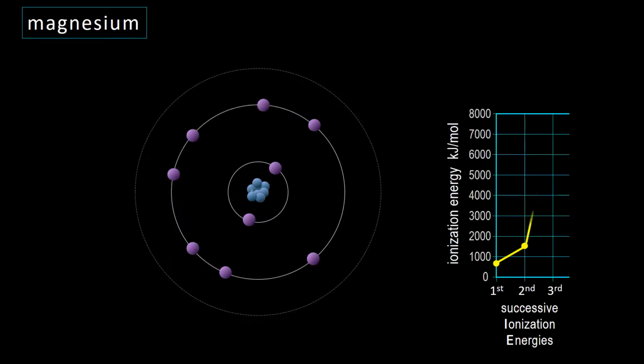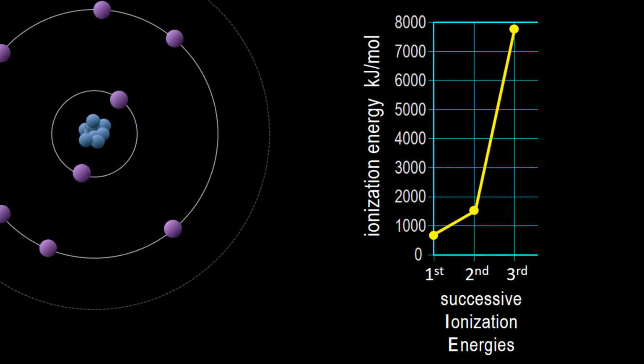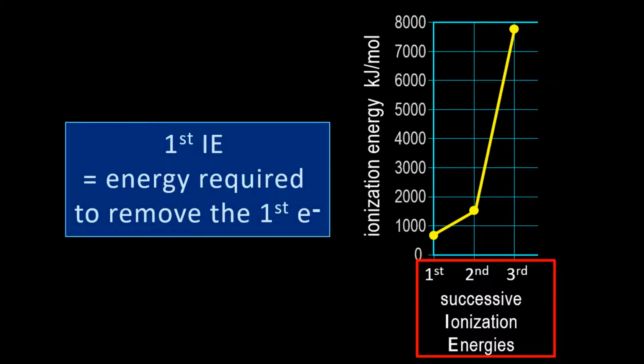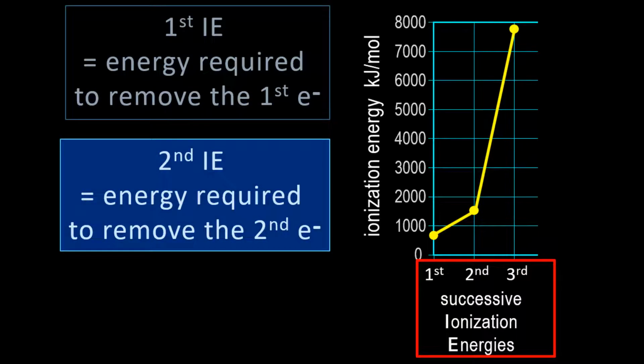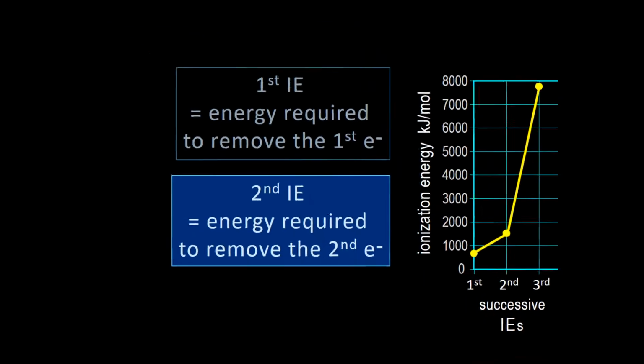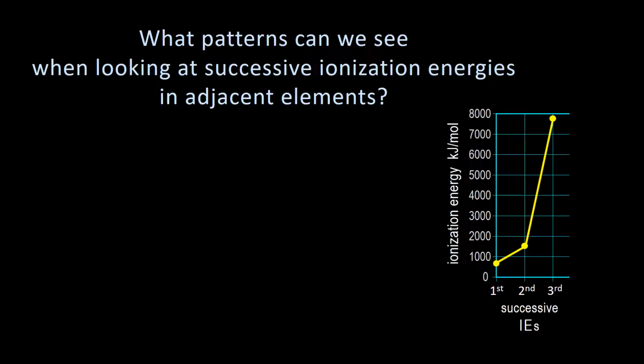Yes, that's right. It takes a lot more energy. These are called successive ionization energies. The first ionization energy, or first IE, is the energy required to remove the first electron. The second IE is the energy required to remove the second electron, and so on. So these are successive ionization energies, or successive IEs. What patterns can we see when looking at successive ionization energies in adjacent elements?